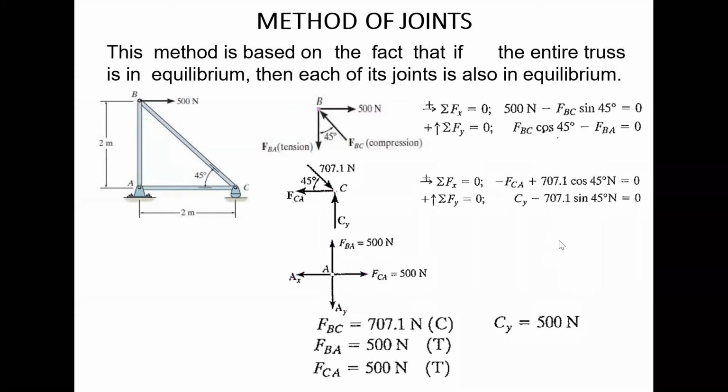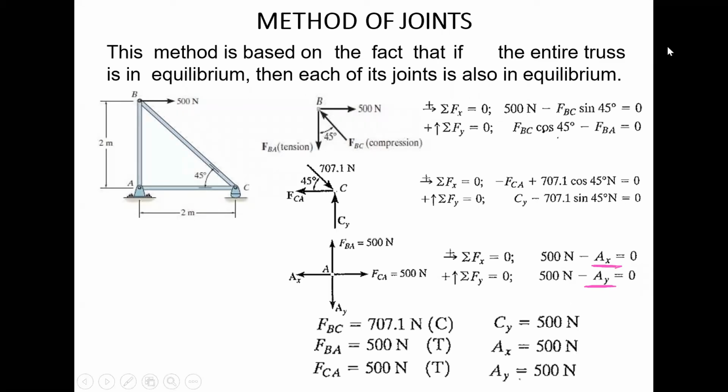So now balance the horizontal and vertical forces, and it will give you the reaction forces AX and AY. Write down the forces here, and AX is equal to 500 Newton and AY is equal to again 500 Newton. Complete. The solution of this question is complete. This much you have to attempt. Now let's move to the next question.